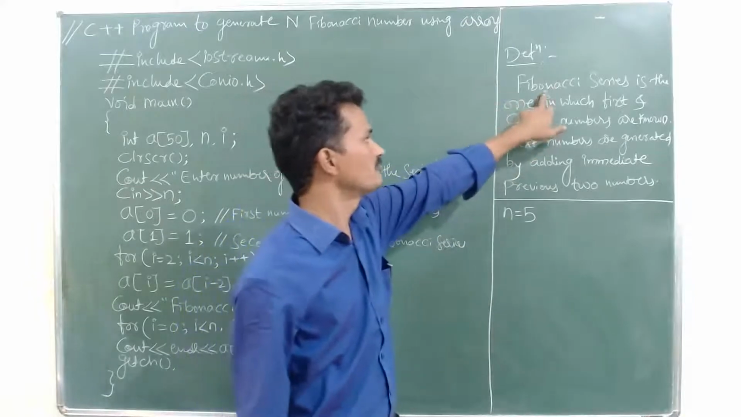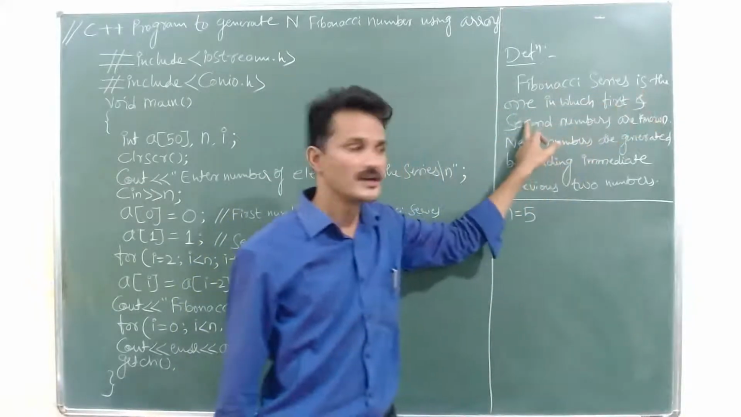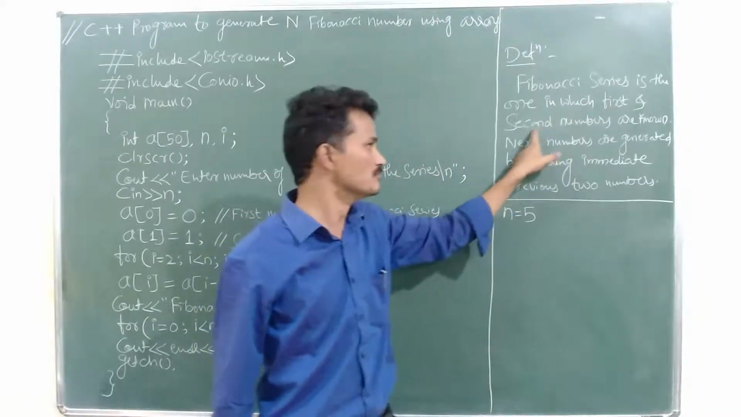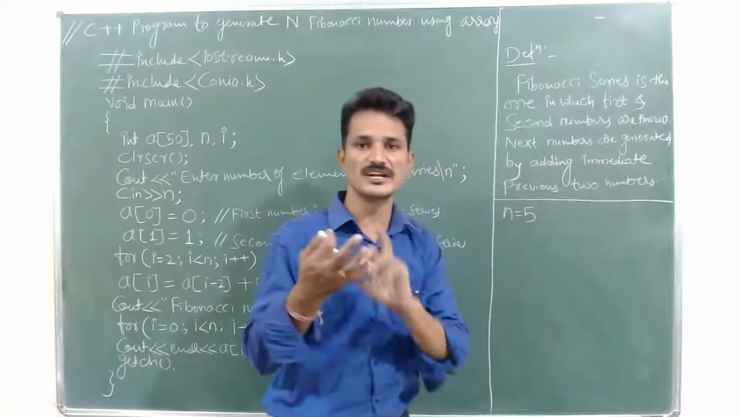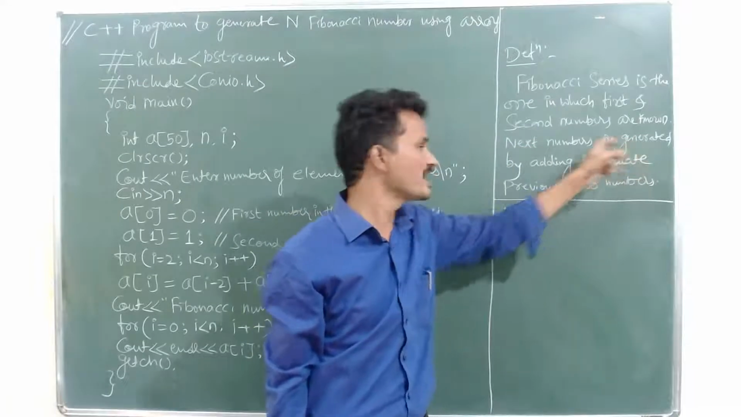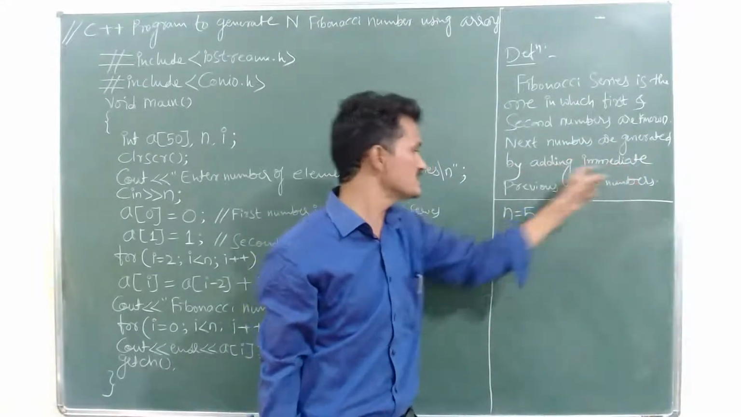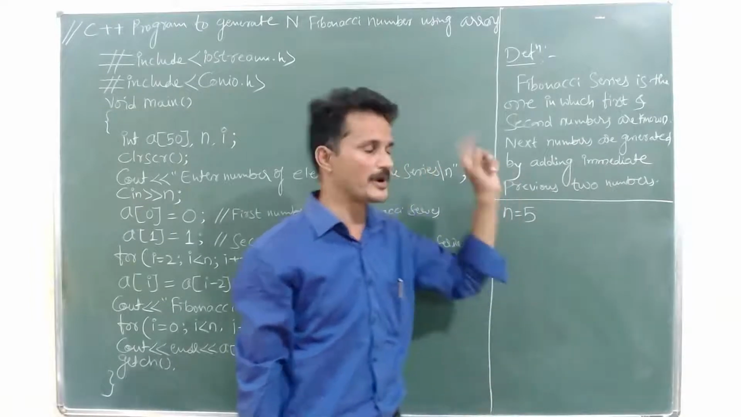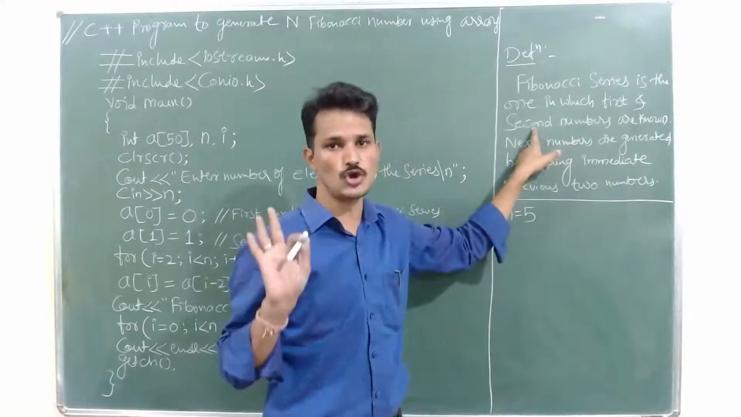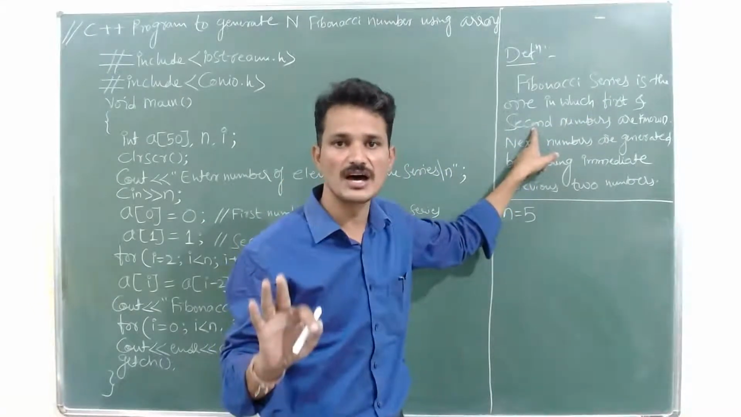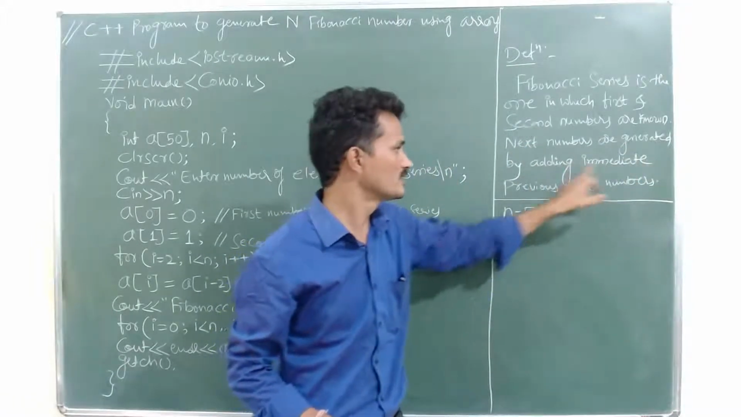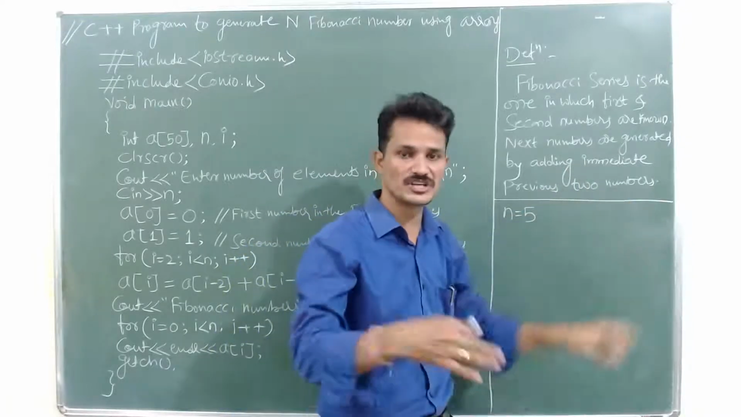The definition says that Fibonacci series is the one in which first and second numbers are known. The next numbers are generated by adding the immediate previous two numbers. I'll repeat once again. Fibonacci series is the one in which first and second numbers are known. The next number is generated by adding the immediate previous two numbers.